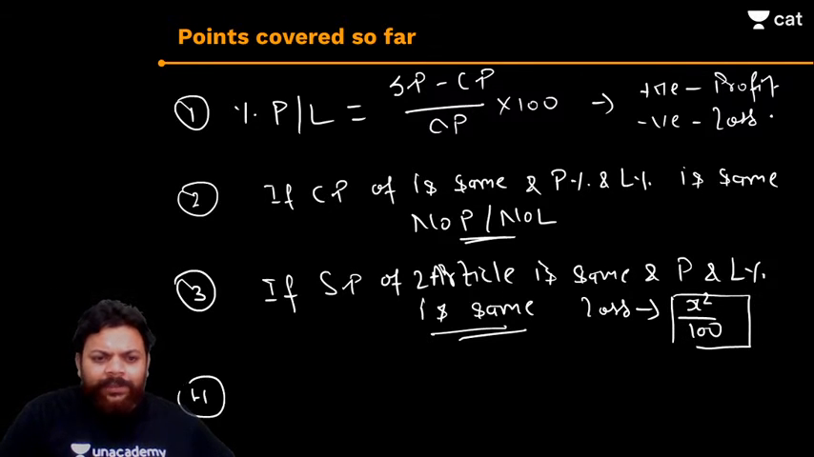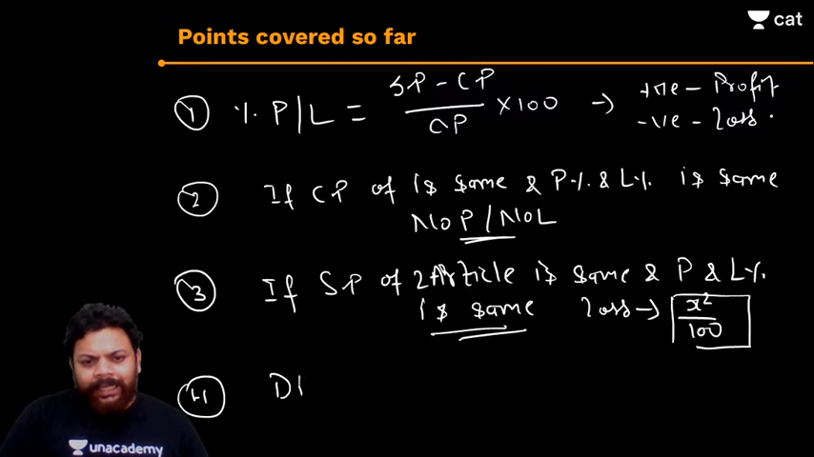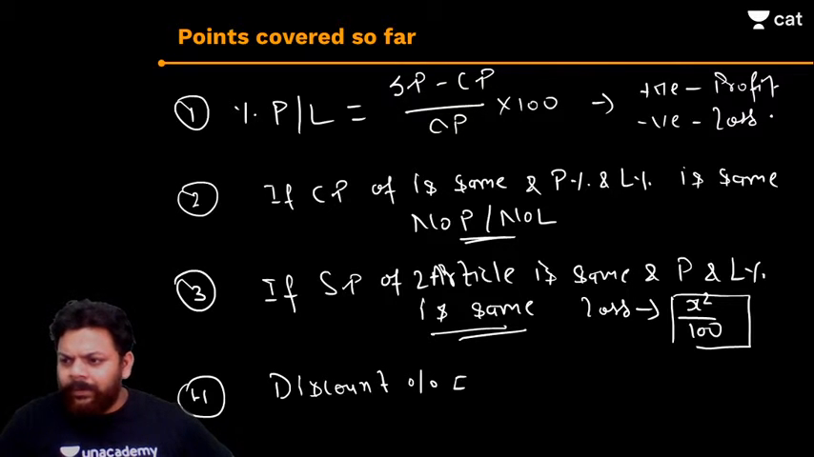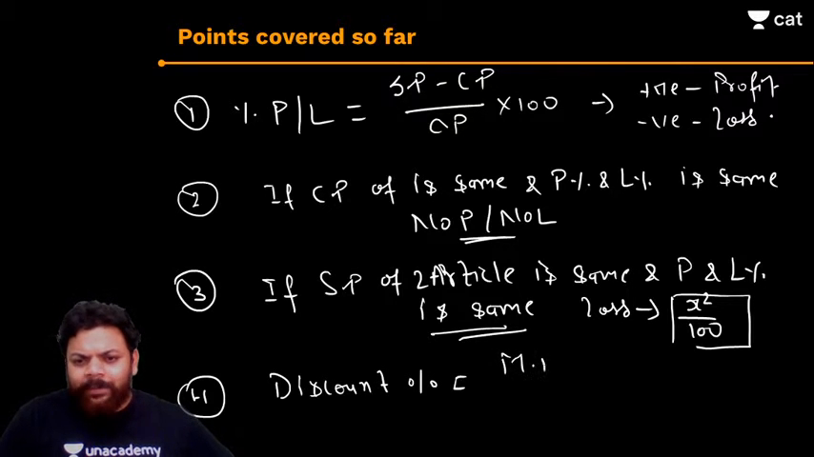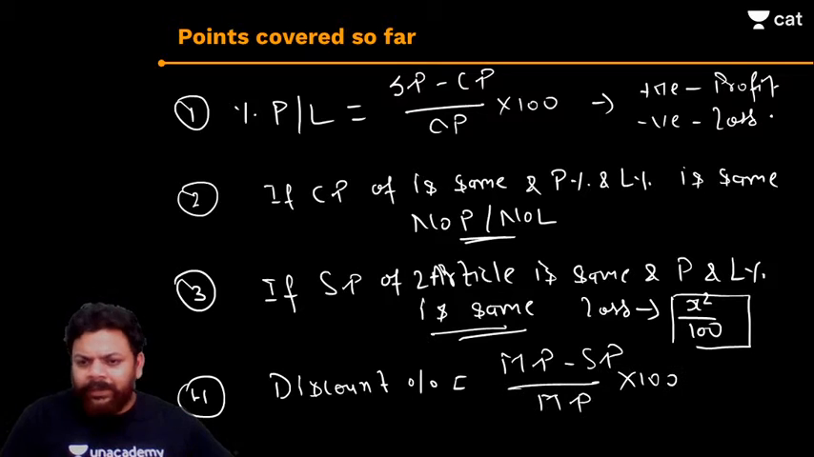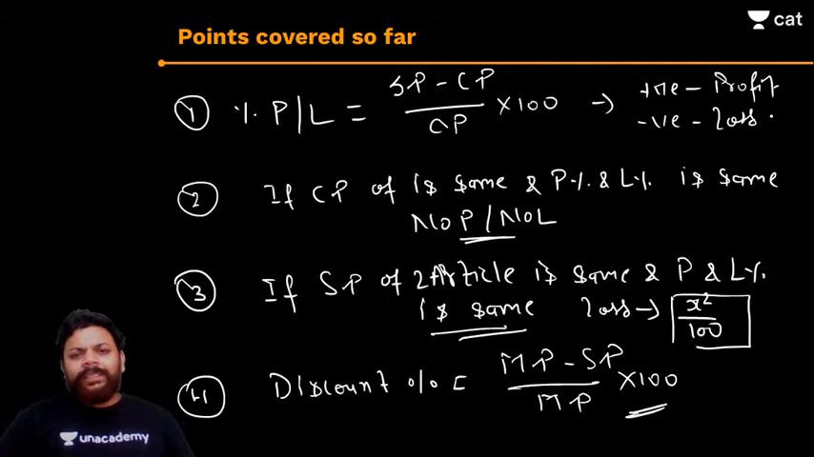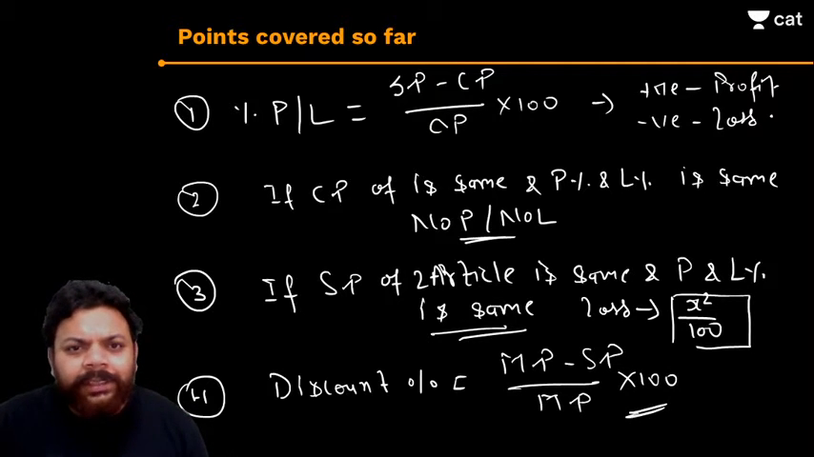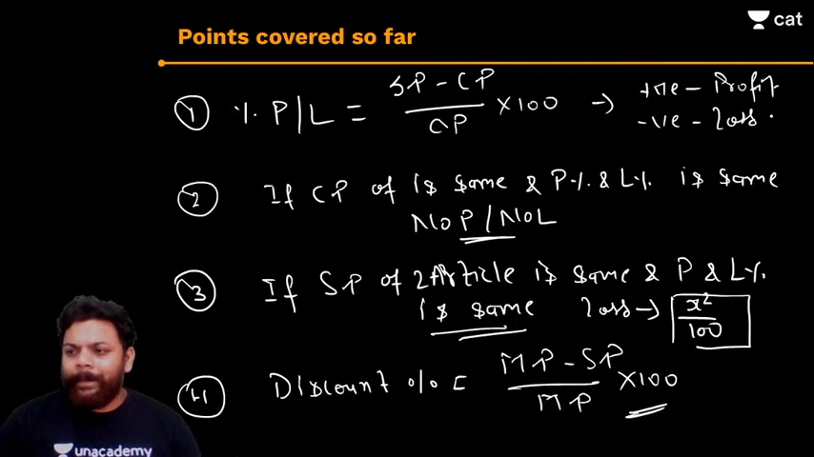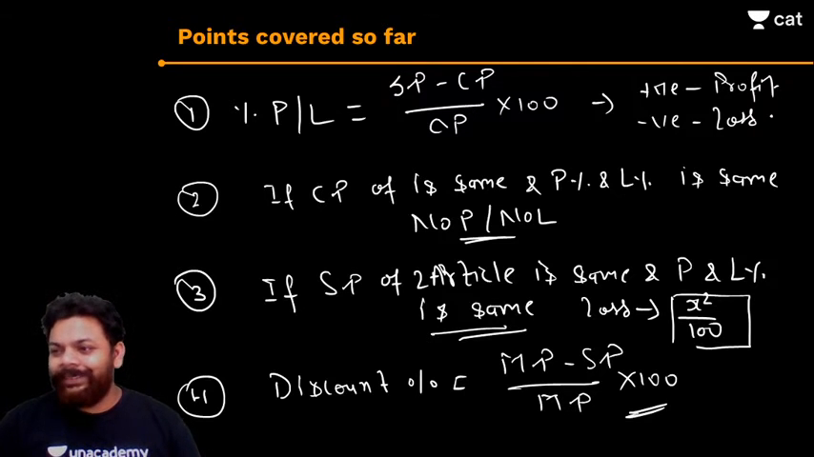And fourth point was, I can write discount percent as marked price minus selling price divided by marked price multiplied with 100. So these are the points that we had covered so far. I'll definitely use RAID also.